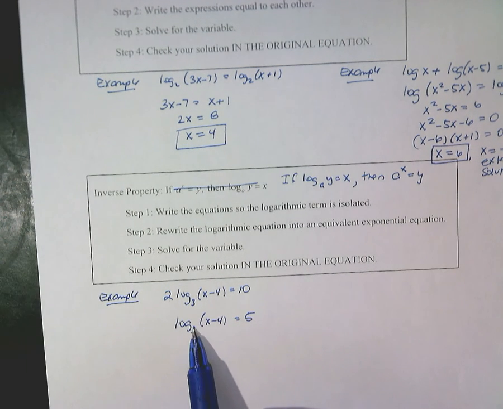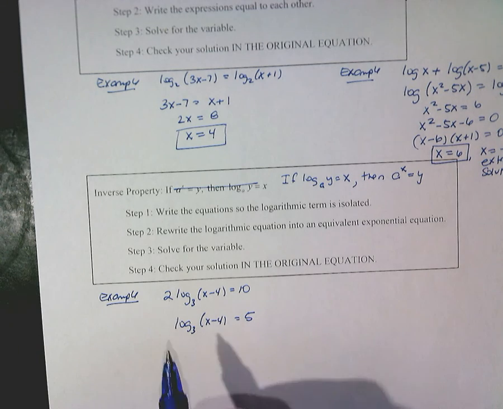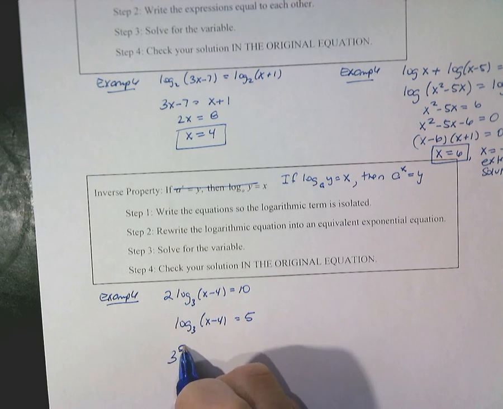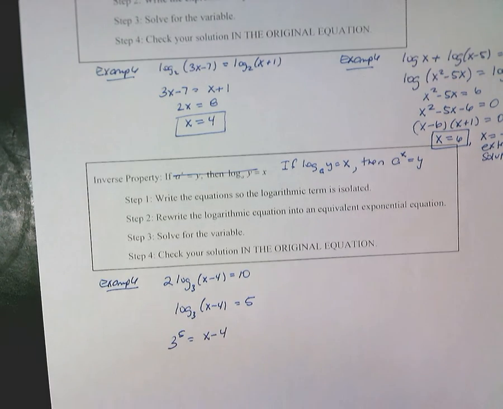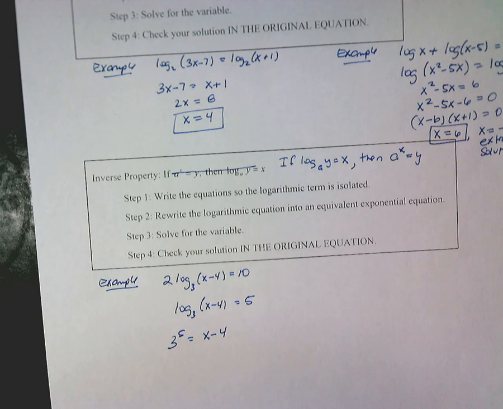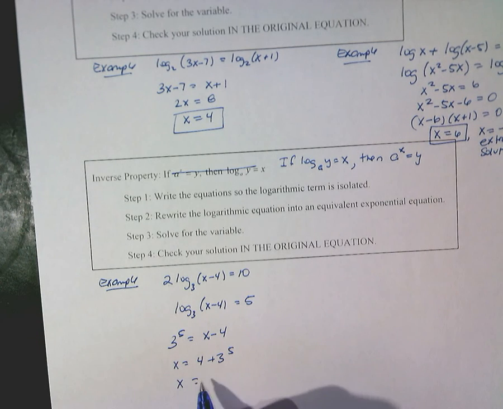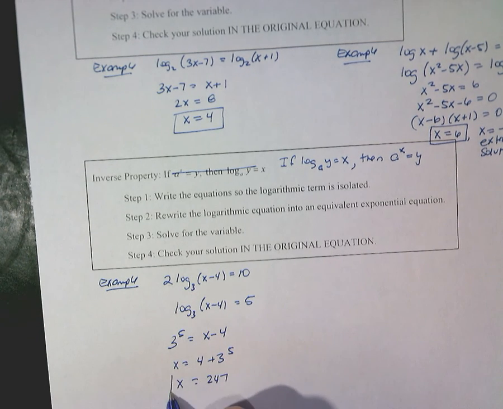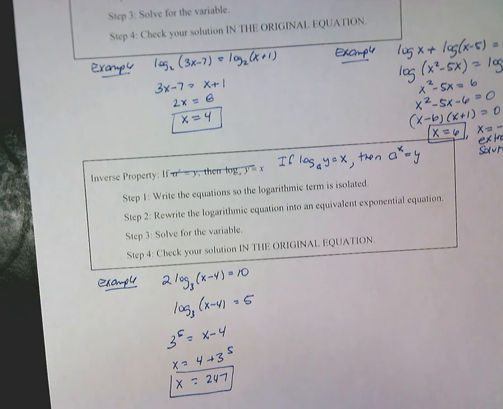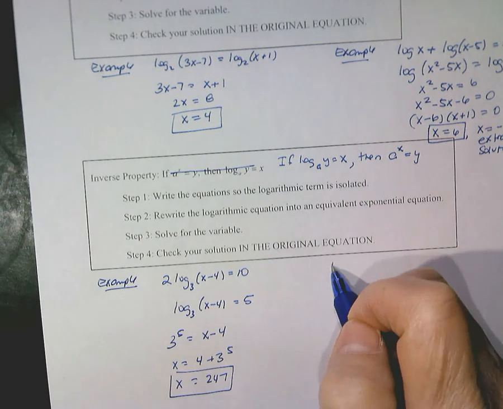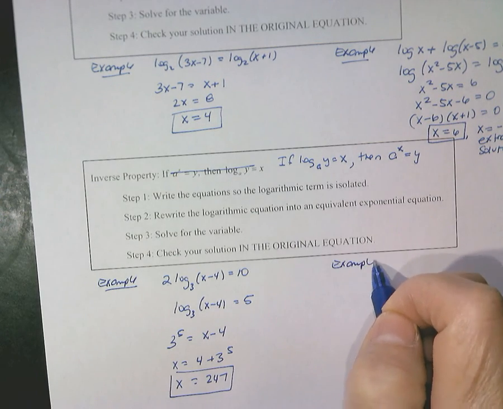So now that I have a logarithm equals a number, I'm going to rewrite it as an exponent. So 3 to the 5th equals x minus 4. So I have x is equal to 4 plus 3 to the 5th. So x is equal to 247. And I would check this in the original equation.